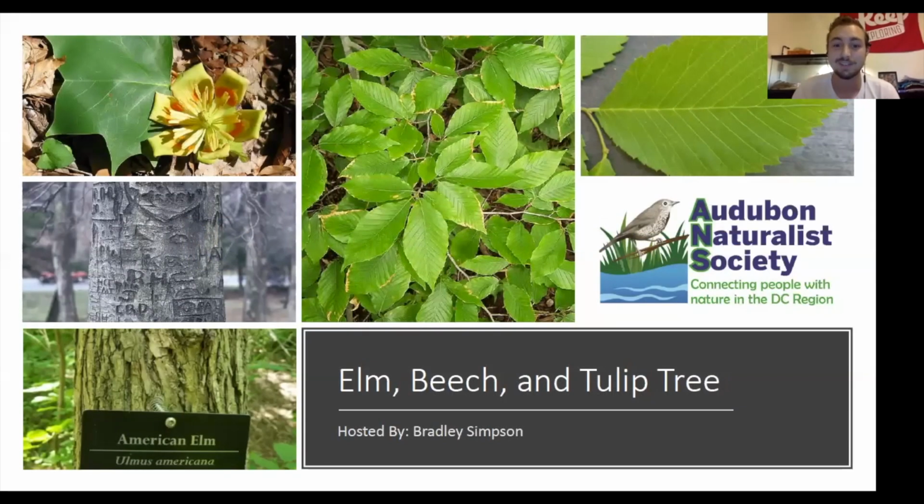Today, like we said, we're going to talk about elm, beech, and tulip trees. In the past, I had trees grouped together based off of similar habitat or similar leaf shape. These ones are not really grouped together based off of how they look, but more so how dominant they are at Wood End. These three trees are our most dominant trees at Wood End. So if you go to Wood End and you're looking at the trees, it's likely one of these three that you're looking at: American elm, American beech, and tulip tree.